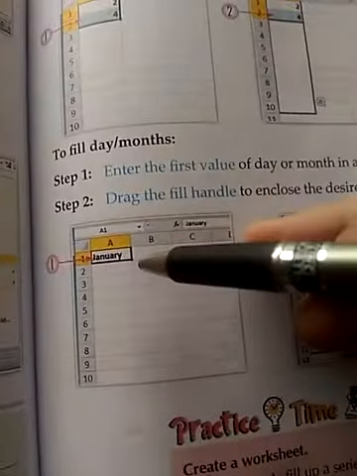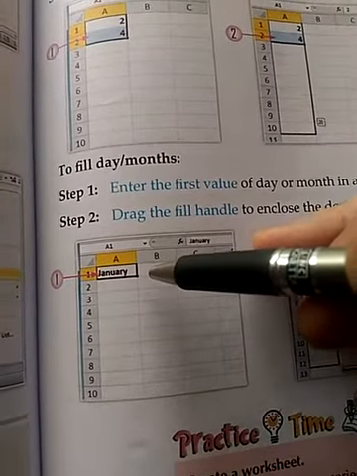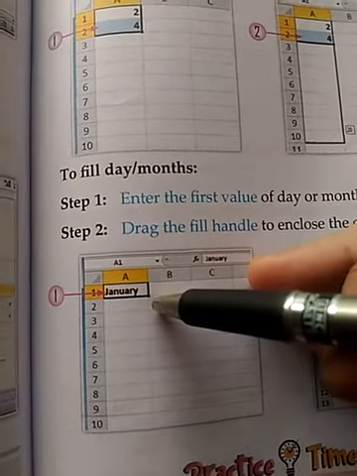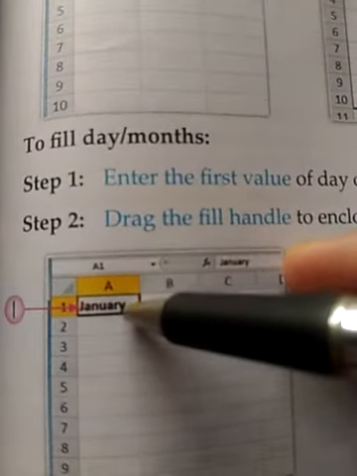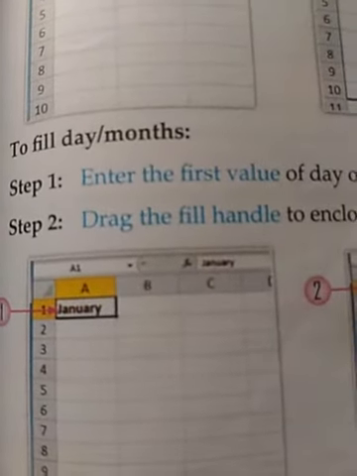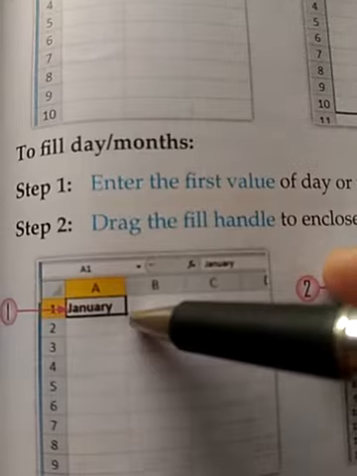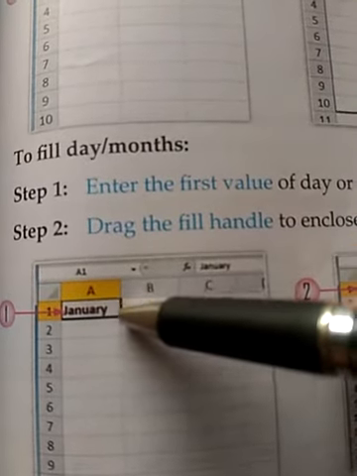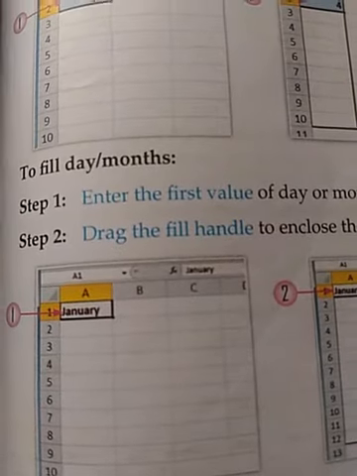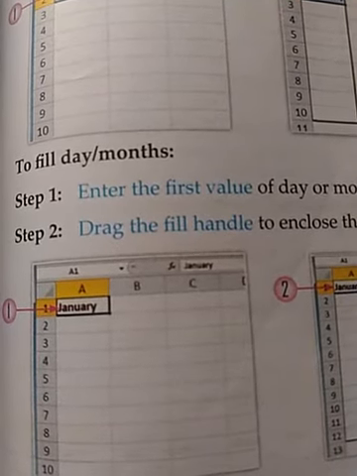In the same way, if you want to fill the cells with the names of the months, first you write here January. After that, move your cursor to the corner of this cell. Your cursor will become a fill handle. After that, hold the mouse and drag it to the desired location. The cells will be automatically filled with the names of the months.